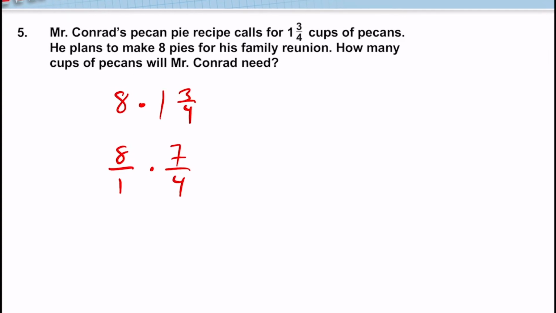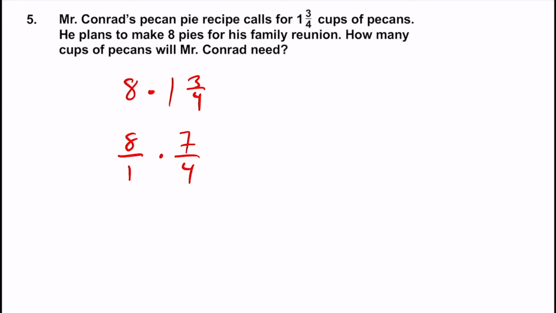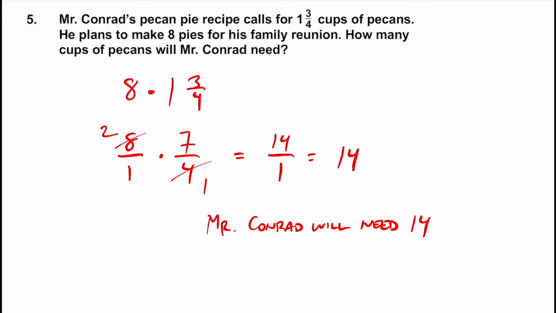And to save time, I will cross cancel. I can see that 4 goes into both of those numbers, 8 and 4. So 4 divided by 4 is 1, 8 divided by 4 is 2, and then now I can go ahead and multiply across. 2 times 7 is 14 over 1. So when you're writing an answer, you want to simplify it. 14 over 1 should just be 14, and since this is a word problem, it says how many cups of pecans will Mr. Conrad need. I will just write, and then don't forget about the unit, 14 cups of pecans.